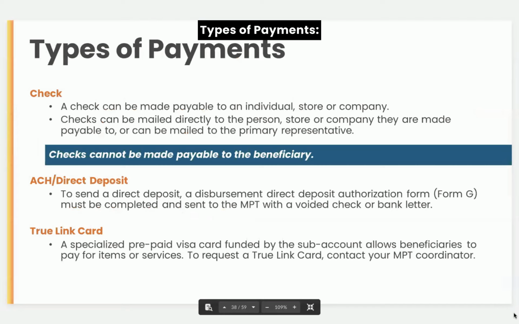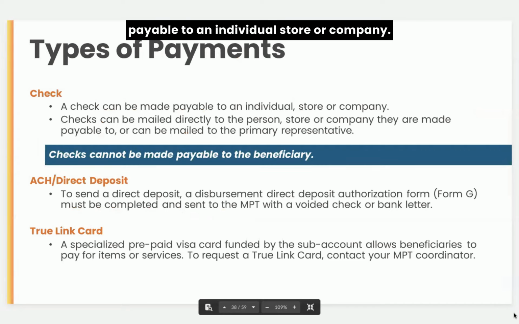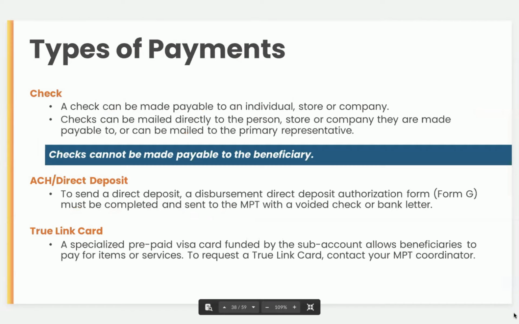Types of payments. Check. A check can be made payable to an individual, store, or company. Checks can be mailed directly to the person, store, or company they are made payable to, or can be mailed to the primary representative. Checks cannot be made payable to the beneficiary.